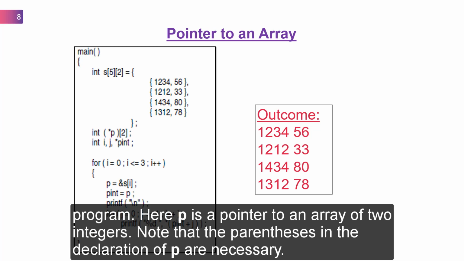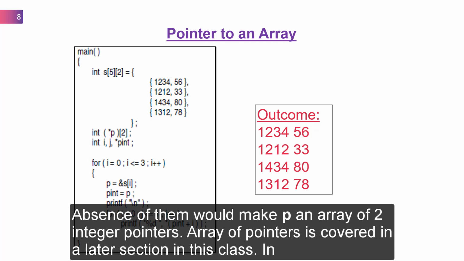Here, P is a pointer to an array of two integers. Note that the parentheses in the declaration of P are necessary. Absence of them would make P an array of two integer pointers. Array of pointers is covered in a later section of this class.